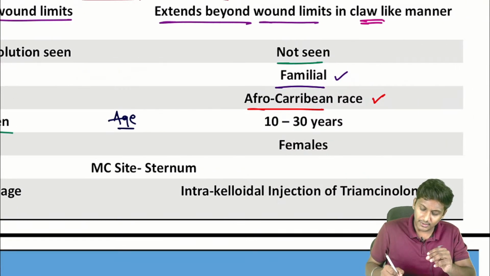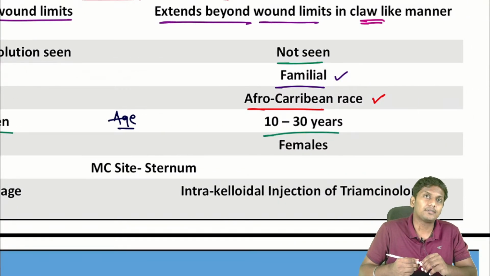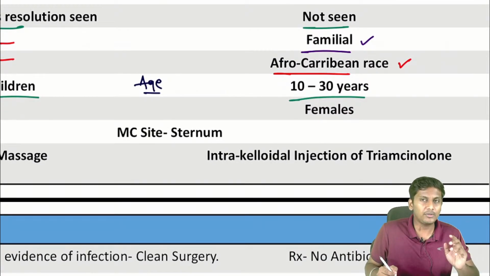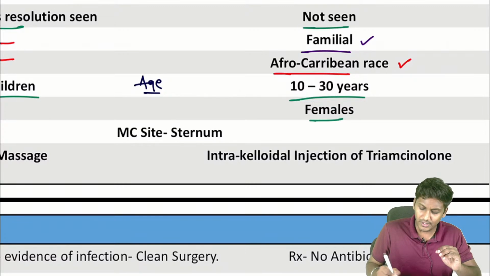But usually keloid scars are more common between the young adults. That is usually 10 to 30 years of age group. Okay, it is more common in young adults between 10 to 30 years of age group, and that too commonly seen in females.